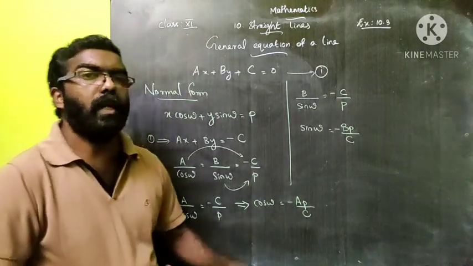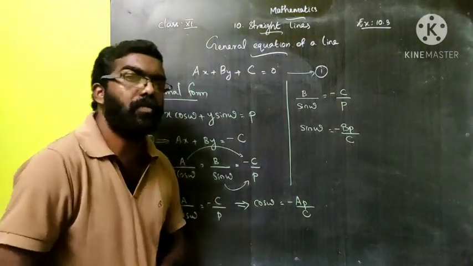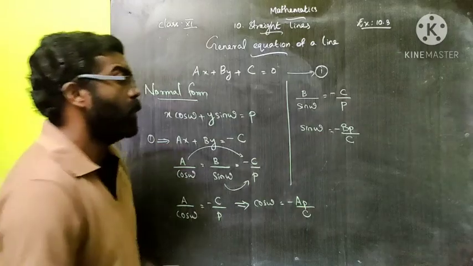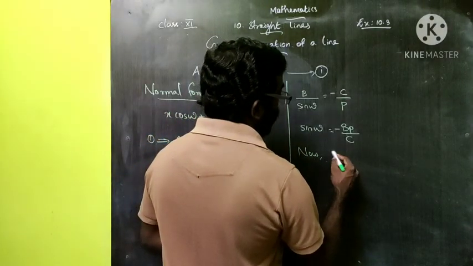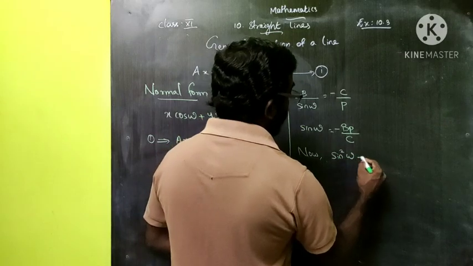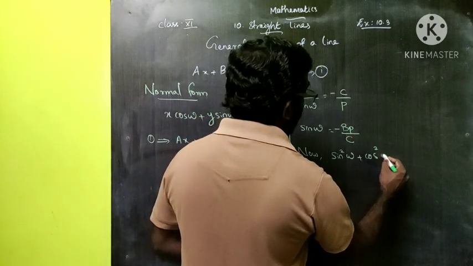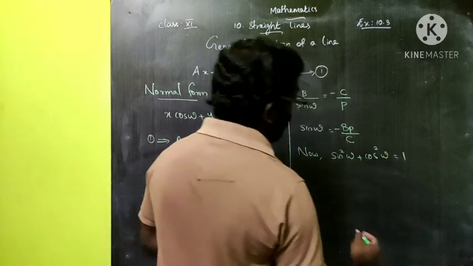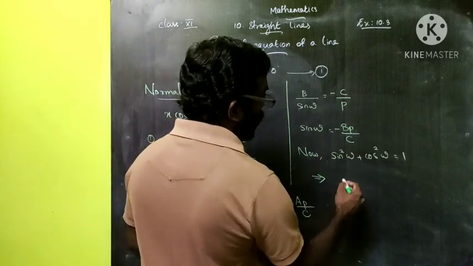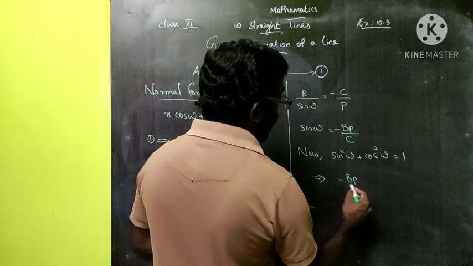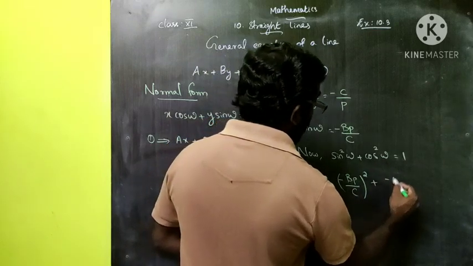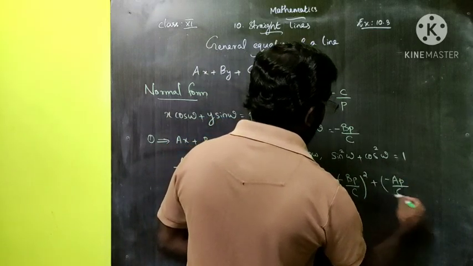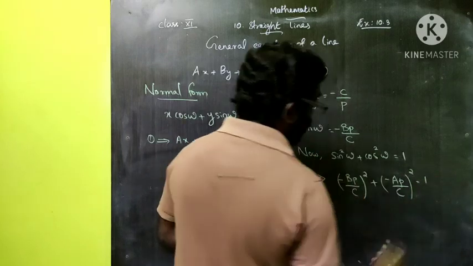We know the identity sin square theta plus cos square theta is equal to 1. Here, now sin square omega plus cos square omega is equal to 1, which implies minus BP by C the whole square plus minus AP by C the whole square is equal to 1.